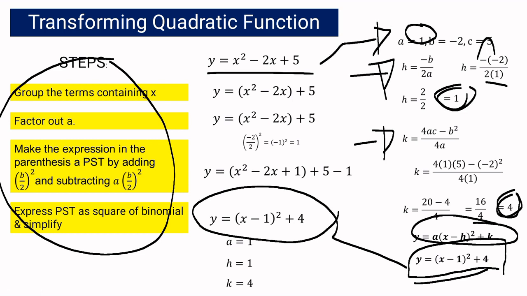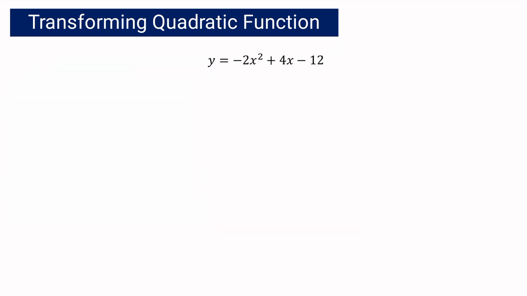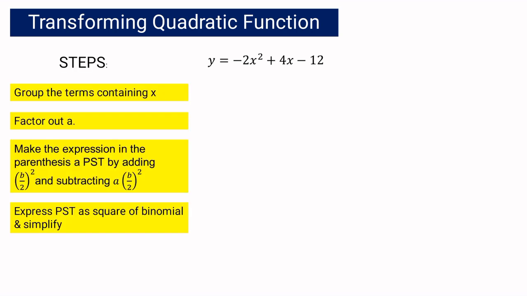Did you get it? Now don't worry, let us have one more example. For our next example, we have y equals -2x squared plus 4x minus 12. Again, it is in the form of y equals ax squared plus bx plus c. We are going to write it in the form of y equals a times the quantity x minus h squared plus k. And to do that, the first thing that we can do is to follow the steps here.